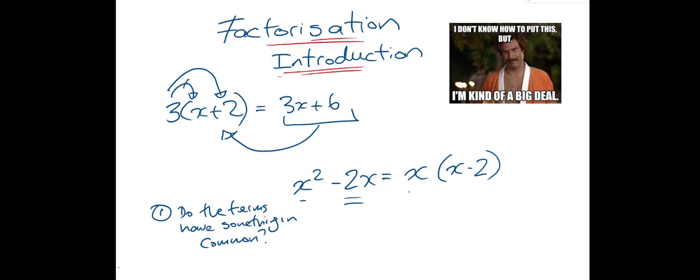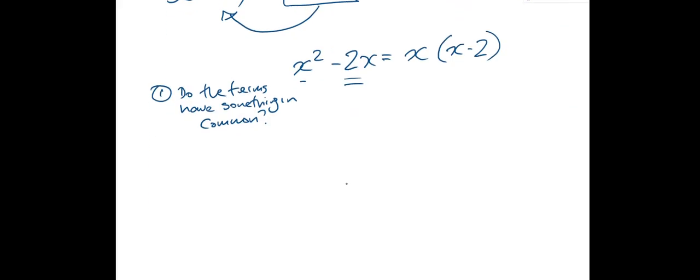So again, I took the x out, and then I said, okay, for this one here, x times what gives me x squared, and that's going to be x. x times x is x squared. And then for the second term here, x times what gives me negative 2x? Well, it's going to be negative 2. Negative 2 times x equals negative 2x. This is the easiest form of factorising. Let's do a couple of examples.